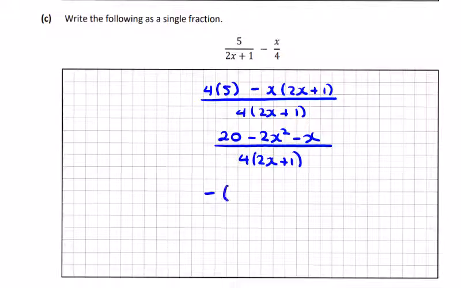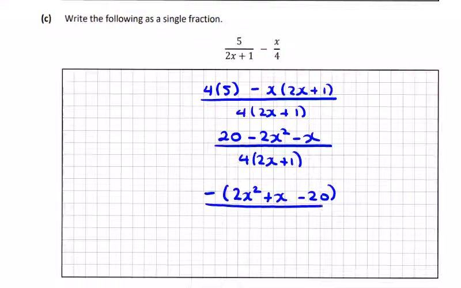So can we factorize the top? If we take a minus out and get 2x squared plus x minus 20, we're not changing the value of the top. We still have minus 2x squared minus x plus 20 over 4 times 2x plus 1. So let's just go to a little bit of rough work and see, can we factorize this?